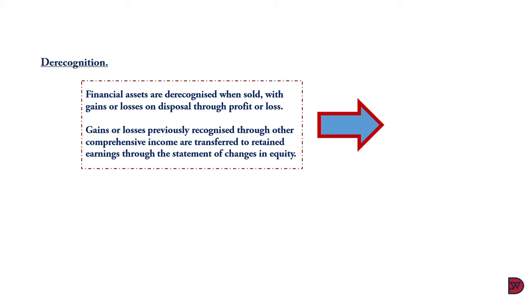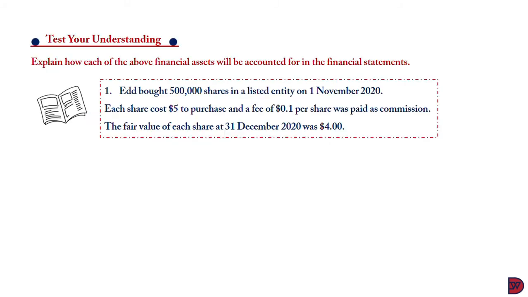An asset is transferred if the entity either transfers the contractual right to receive cash flows, or the entity has retained the contractual right to receive the cash flows from the asset, but has assumed a contractual obligation to pass those cash flows on. Let's now test our understanding. Now we have to explain how each of the above financial assets will be accounted for in the financial statement.